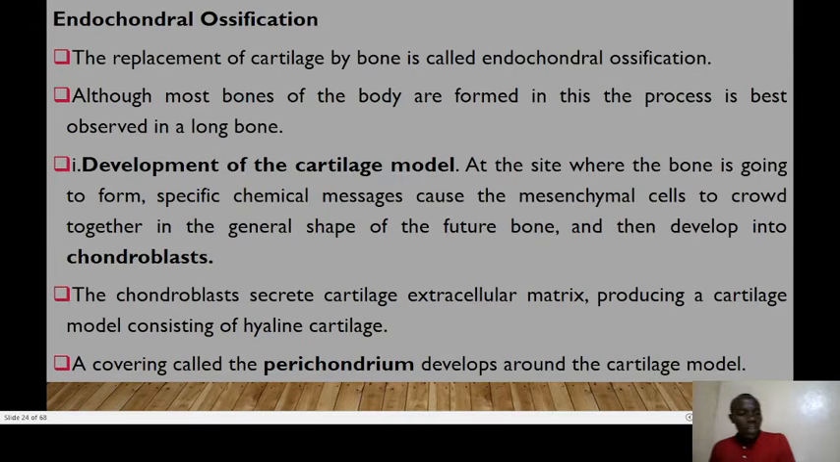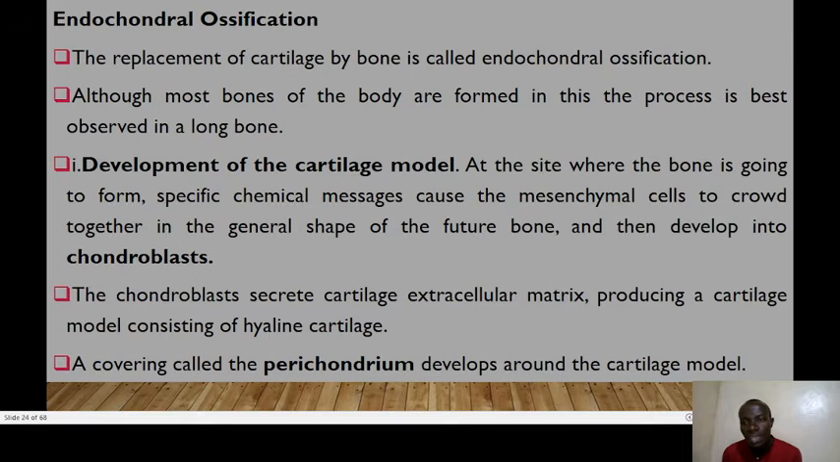So number two, we have endochondral ossification, and this is the replacement of cartilage by bone. Although most bones of the body are formed in this process, it is best observed in long bones. So using a long bone as an example, we can go through the processes that are involved in endochondral ossification. Starting with the first one that involves the development of the cartilage model.